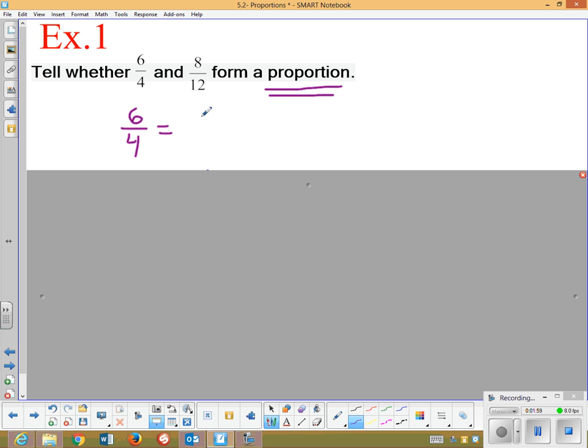Now, to find out if they're the same, what we can do is reduce them. We learned how to reduce in previous chapters and previous lessons. So to reduce this, I can think about a number I can reduce it by for this side, which is 2. So 6 divided by 2 is going to be 3. 4 divided by 2 is going to be 2. So this side is 3/2 instead of 6/4 now. Equal, what can I divide this side by? Well, 8 and 12 can go into 4. So 8 divided by 4 is going to be 2. 12 divided by 4 is going to be 3.